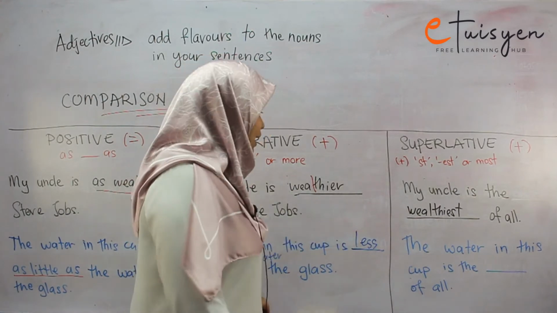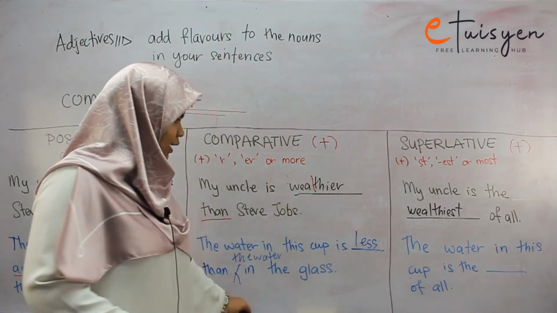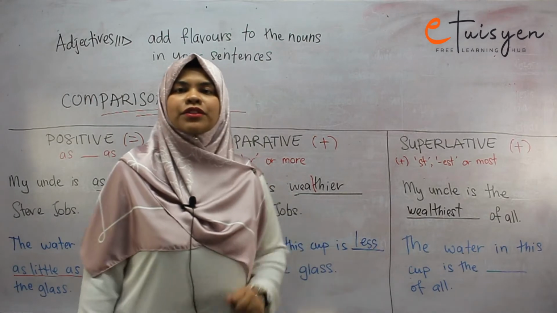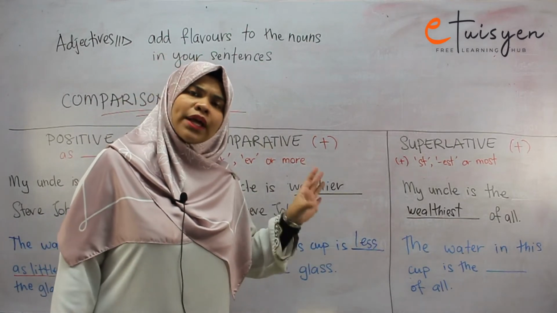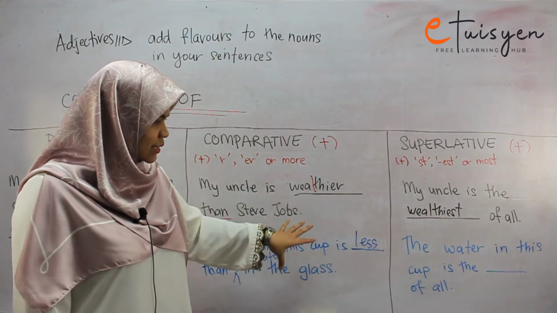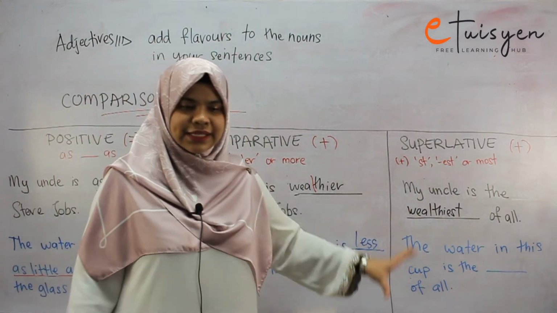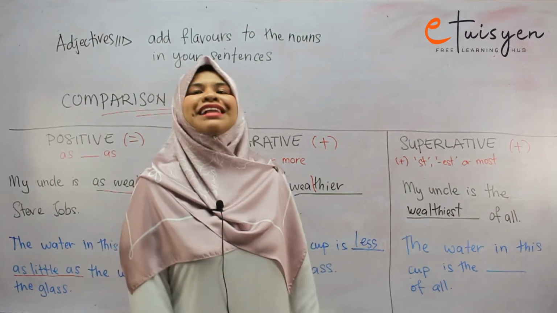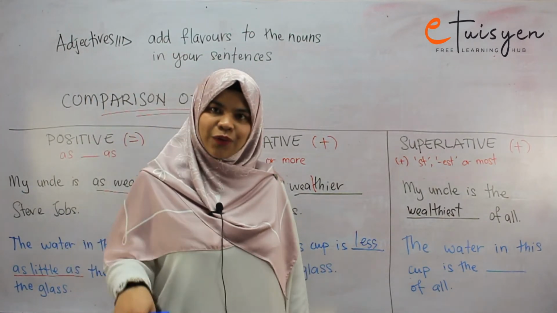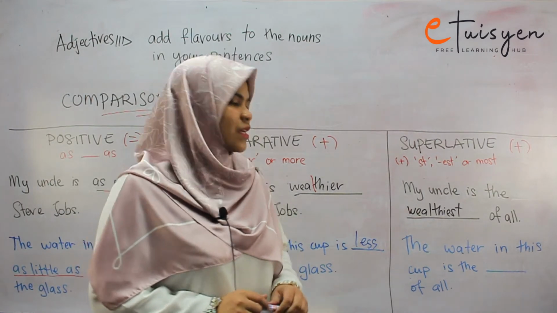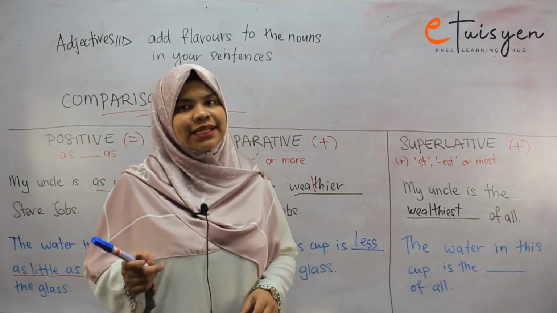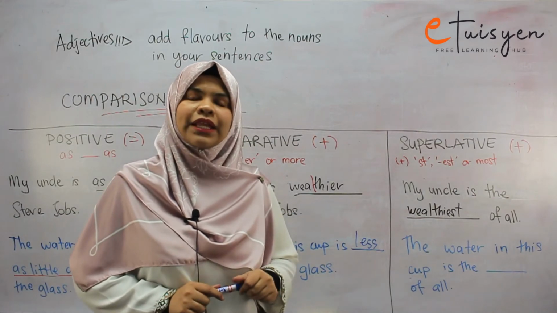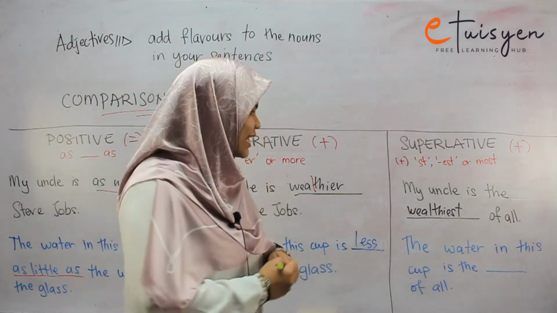And then another one is the water. Blue color. So the second one is the water in this cup is the blank of all. So which one? What word can I replace to say that the water in this cup is paling sikit, paling like the lowest of all. But not lowest, okay? Because this is not low. The adjective that we used was not low. So this one, the adjective was little. So little is the positive form. Comparative was, what was it? Less, right? The form of it. Less, now superlative, least. L-E-A-S-T.